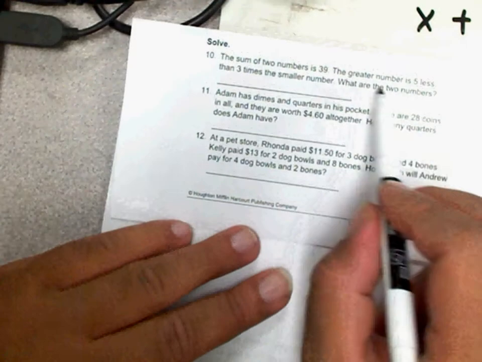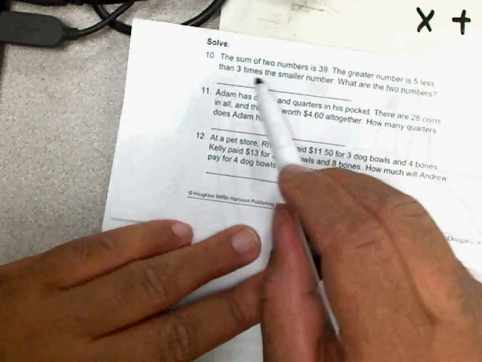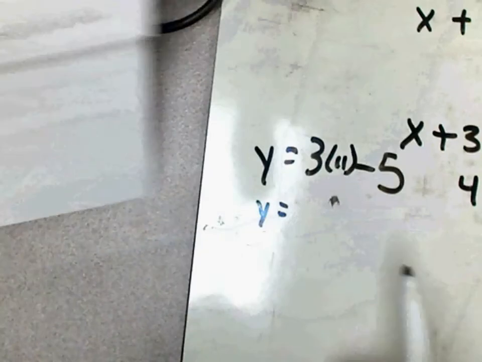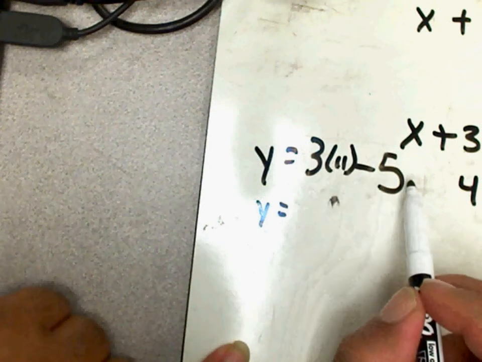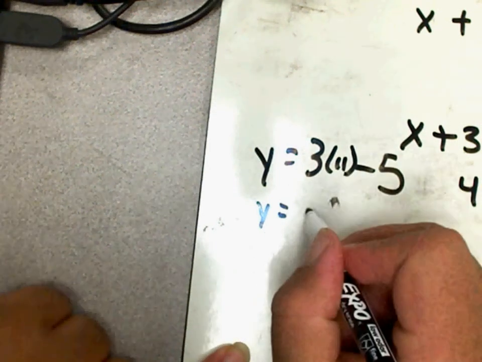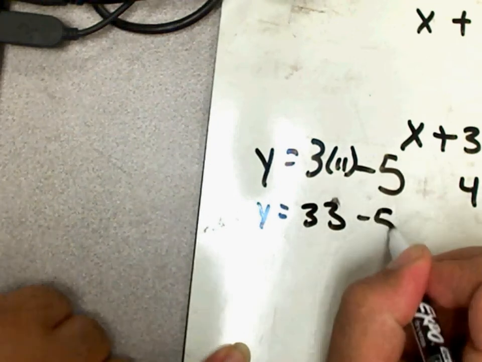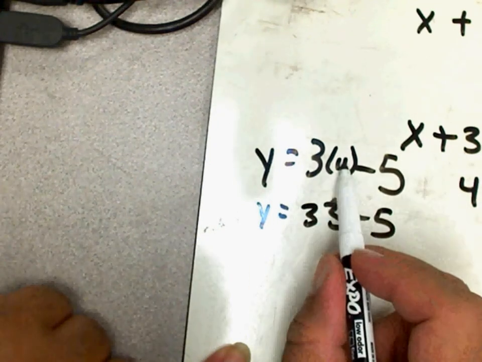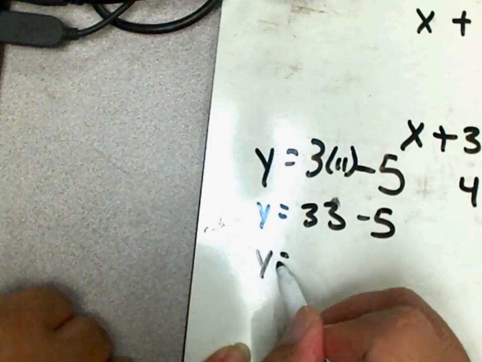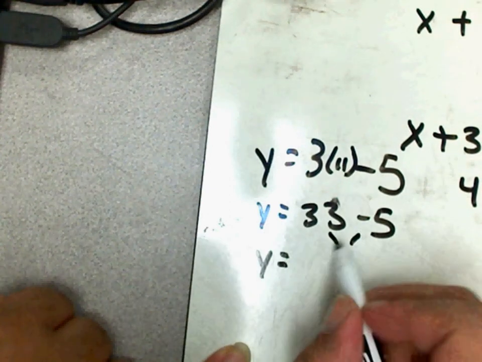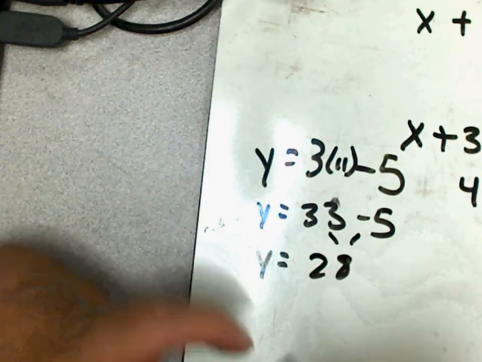The greater number is 5 less than 3 times the smaller number. So look at what we're doing. 3 times the smaller number, and then 5 less than that. So this is 33 minus 5. So this is 3 times the smaller number, which is 11, and then 5 less than that. So we combine these two, and I get my answer is 28. Okay?